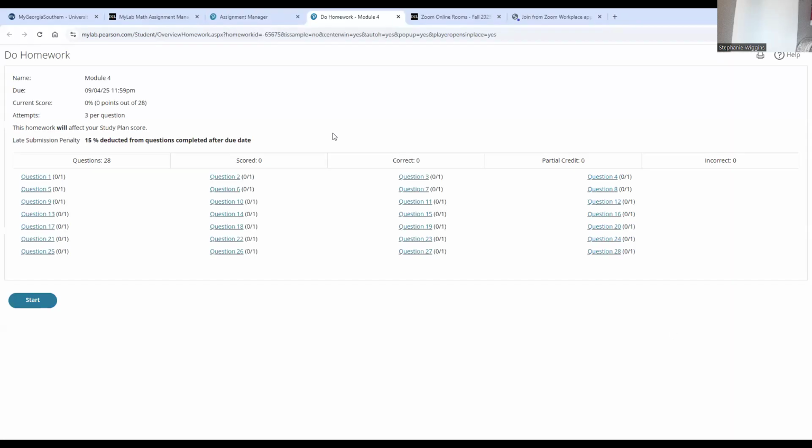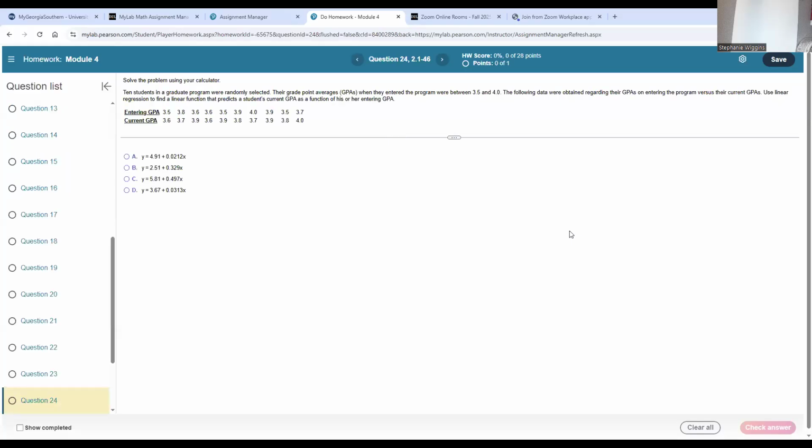Let's take a look. I want to look at problems starting with 24. This problem involves linear regression. We have 10 students in a graduate program, and they were randomly selected. Their grade point averages, or GPAs, when they entered the program were between 3.5 and 4.0. The following data were obtained regarding their GPAs on entering the program versus their current GPAs. Use linear regression to find a linear function that predicts a student's current GPA as a function of his or her entering GPA. So here's our data.